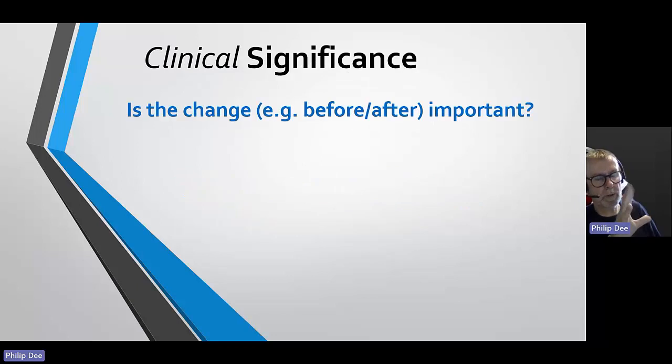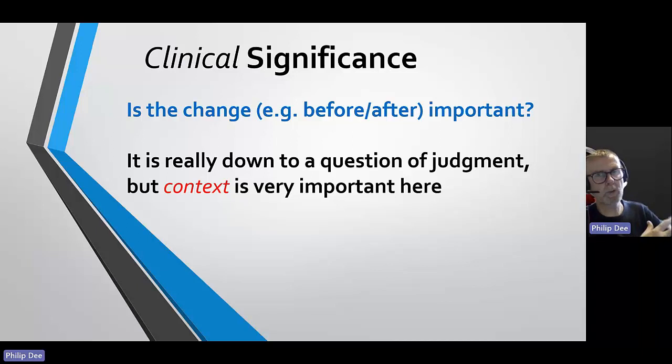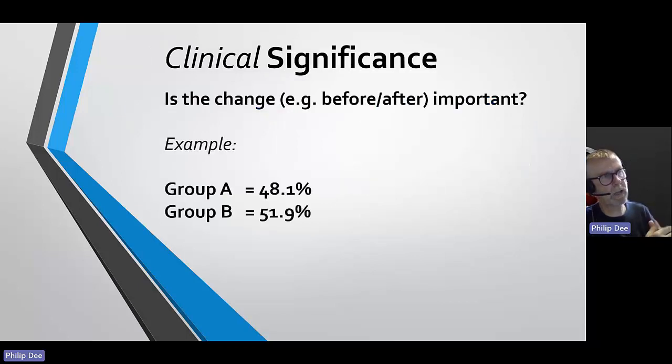So let's deal with the first one, clinical significance, because as I said, I think it's the more intuitive one, but it is an important one. Well, it is, as I've said, down to a question of judgment, but context is important. Let me give you an example. And in the class, I always get a very similar answer.